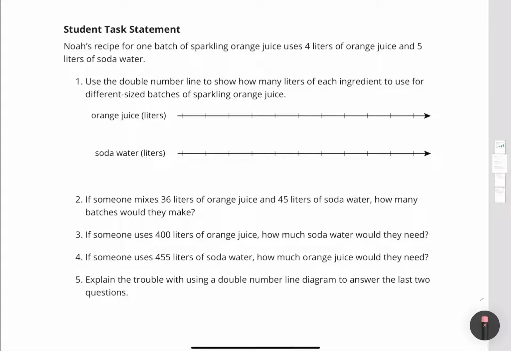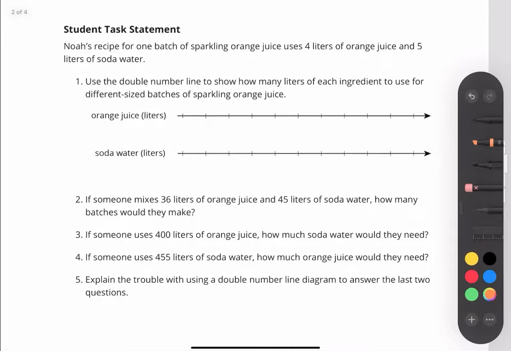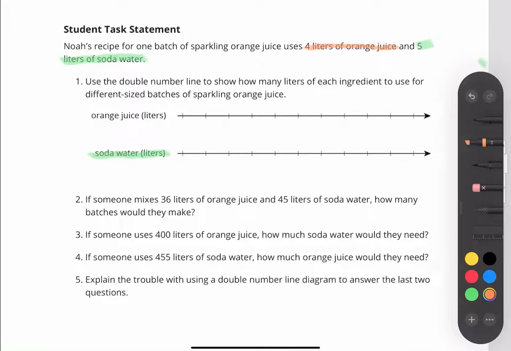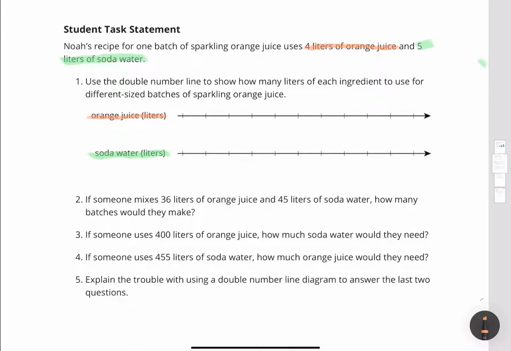Now, of course, we have to reference back to the statement before number 1 to see what's the ratio of orange juice to soda water. So if we look back at the statement, it says that for one batch of sparkling orange juice, you need 4 liters of orange juice and you need 5 liters of soda water. Okay, so this number line is representing the soda water, and this number line is representing the orange juice.